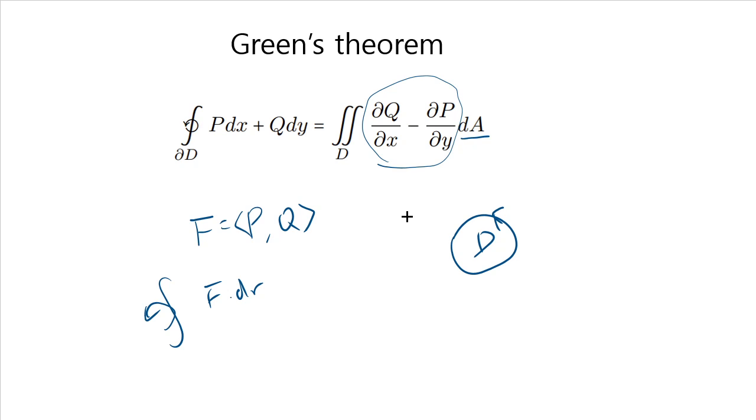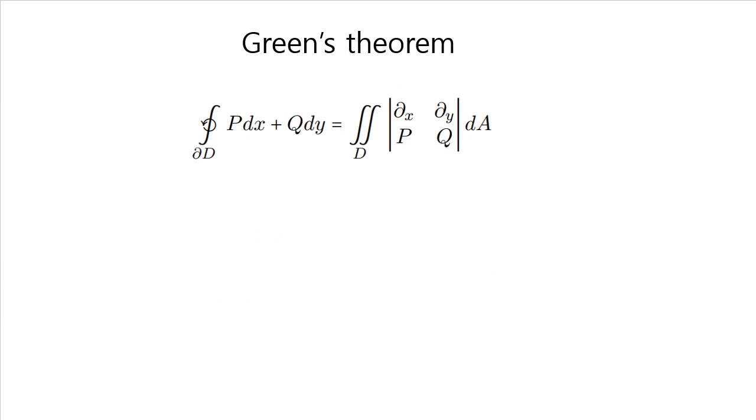using the area integral. However, this is so ugly because it's not symmetric. It's really easy to forget whether P comes first, whether Q comes first, whether P is differentiated by X or by Y, or Q is by X. So I don't know why people write Green's theorem this way. Here's a much better way to write down Green's theorem.